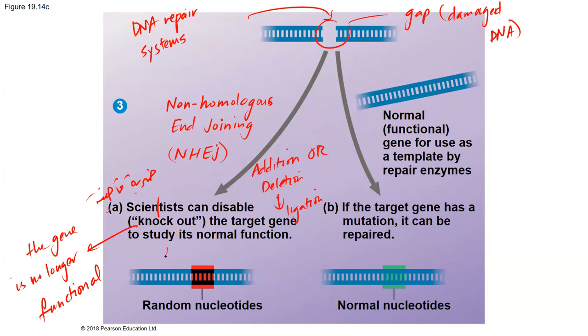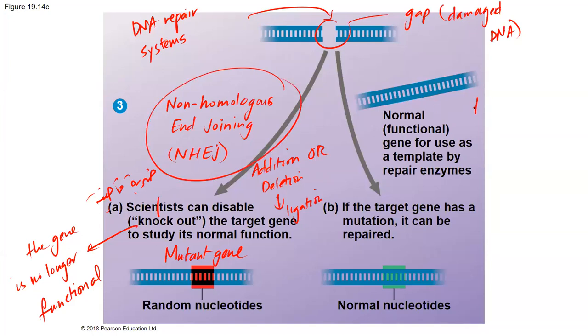So now we have a mutant gene. Why? Because some nucleotides are removed from the gene, or some nucleotides are added to the sequence of the gene. In both cases, we have a knockout, or a gene that is no longer functional because its gene sequence is changed or altered. Or if this damage happened, we have another mechanism. So this is one mechanism of repair.